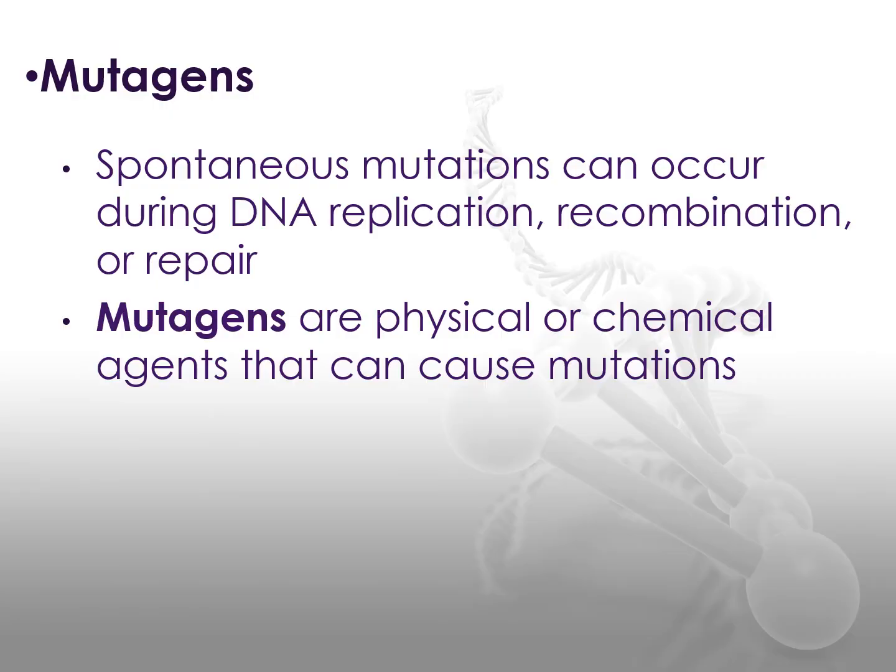Now, mutagens are chemicals or some sort of physical effect that can cause mutations in DNA. So spontaneous mutations are just ones that are basically mistakes during DNA replication or during recombination and or repair. Okay, so that's basically mutations that can occur during normal processes within the cell. But mutagens are actual agents that can cause mutations.